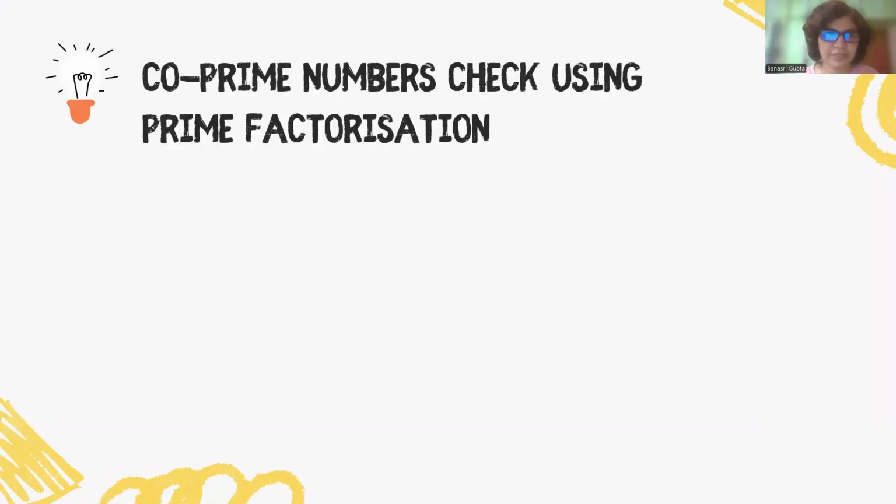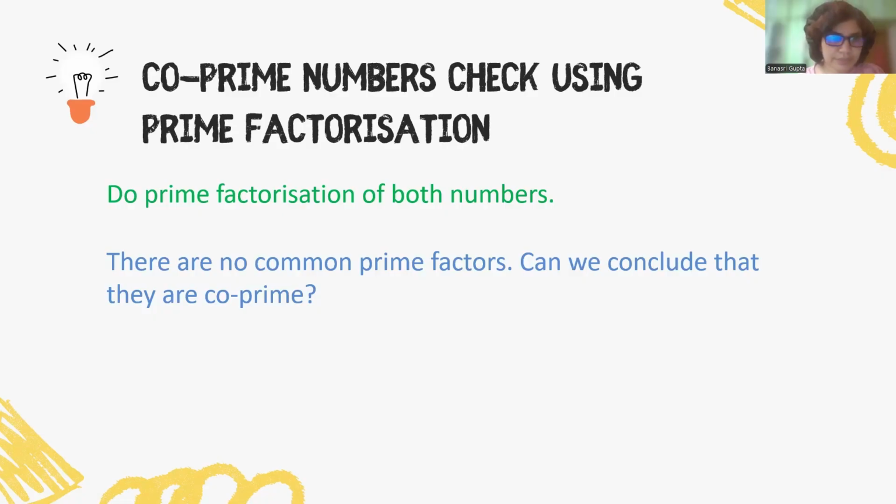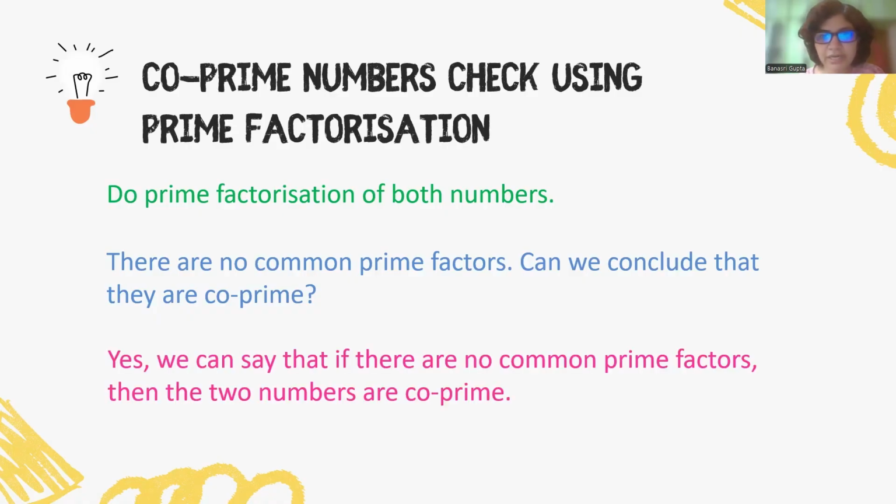So we have learned about prime factorization, and how to check whether two numbers are co-prime using prime factorization. First, do the prime factorization of both the numbers. If there are no common prime factors, can we conclude that they are co-prime? Yes, we can say that if there are no common prime factors between two numbers, then the two numbers are co-prime numbers.